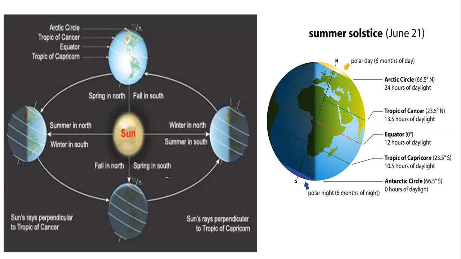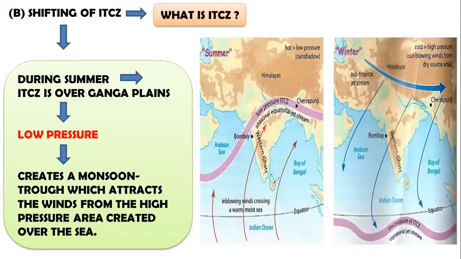So the sun is overhead, or you can say the sun rays fall directly on the equator two times a year, and they fall one time at the Tropic of Cancer during summer and the Tropic of Capricorn during winters. So this is the reason why ITCZ keeps on shifting. And our second reason is purely based on this factor that ITCZ shifts its position.